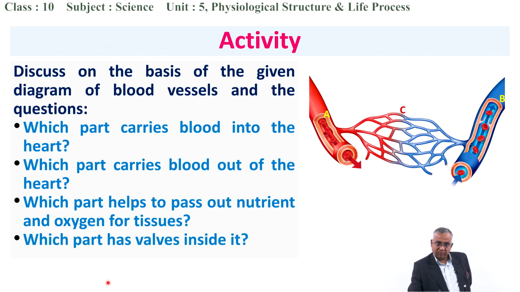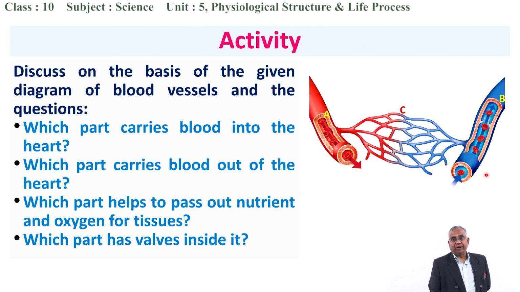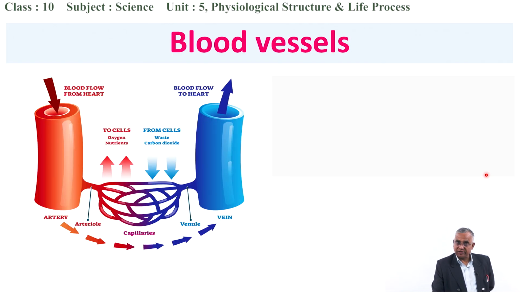And which part has valves inside it? By observing the diagram, you have to find it. In this diagram at the cuts, nowhere is a valve; the inner part is not seen. Here, look, these valves. They are the valves. So they are veins. If you don't know or cannot identify it, then you can say that B has valves, or B contains valves, or B has valves inside it. Now learn something more about these blood vessels.